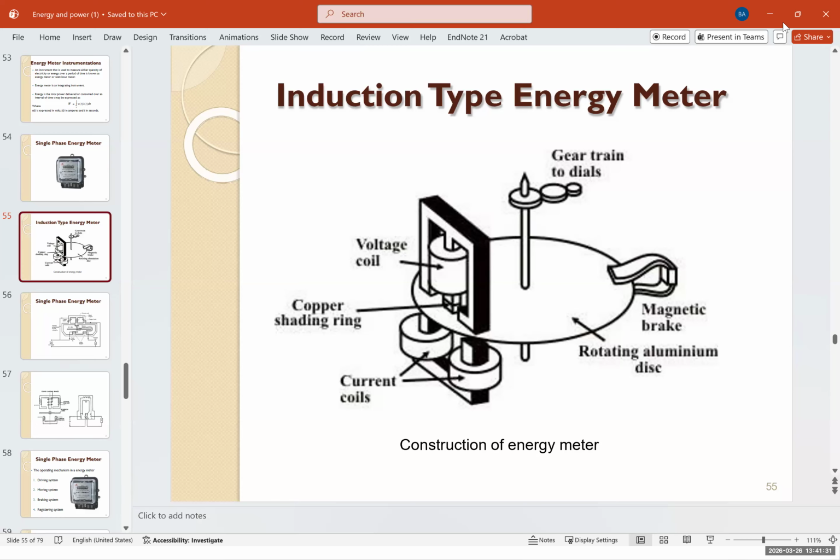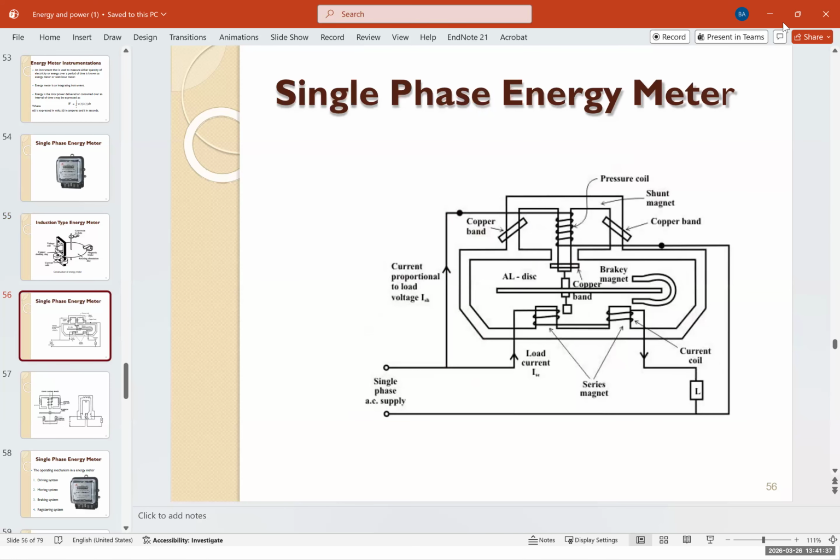As you can see, it's an energy meter because it's measuring both voltage and current. Therefore, it can measure the power. Now, this is from a different angle, a side cut of that same thing. You can again see the pressure coil. You can see the brake magnet, the disc, the copper band, the current coil, and the voltage coil. And finally, you have the load connected to the system.